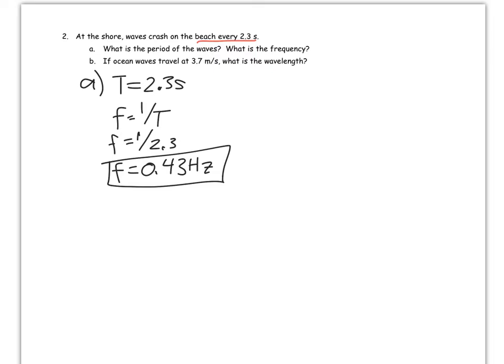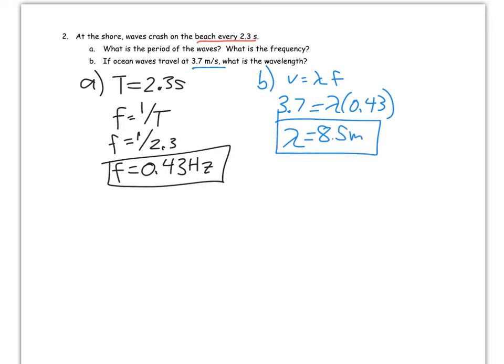Moving on, we're told that the ocean waves travel at a speed of 3.7 meters per second, and we want to know the wavelength. And so we can use our equation for the velocity of a wave, and that is that velocity is just wavelength times frequency. We're told that velocity is 3.7, so that's going to be equal to our wavelength, which is what we're looking for, times our frequency, the 0.43 that we just solved for. We divide by that, and we find that the wavelength in this case is going to be 8.5 meters.